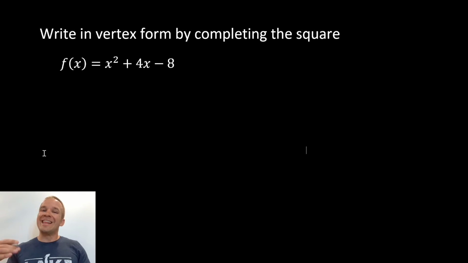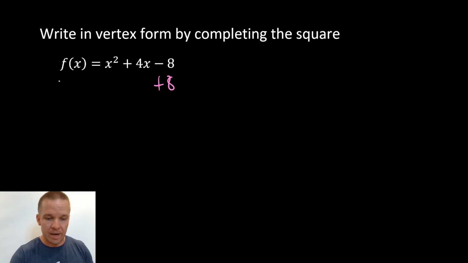We're about to write this function in vertex form by completing the square. There's a couple ways to do this. This is one way to do it, with completing the square. First things first, I want my x squared and my 4x on its own side. I don't want that constant over there, so I'm going to add 8 to both sides to do that.